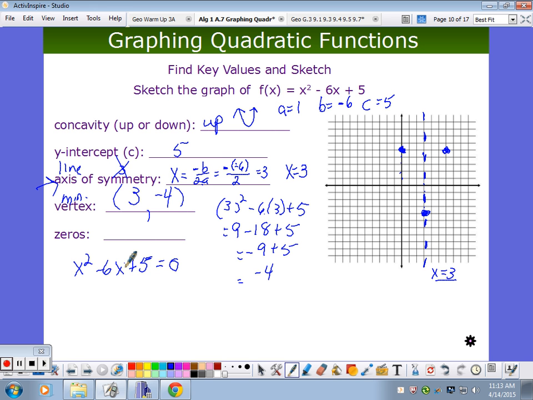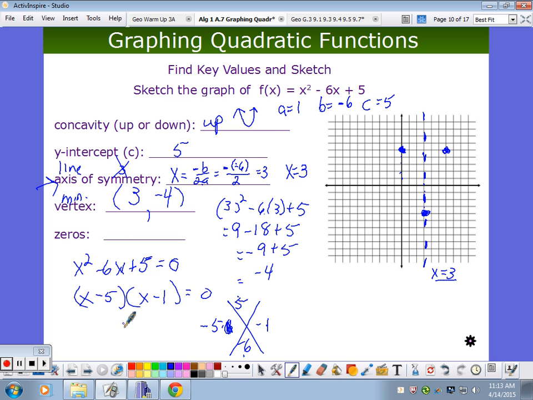Okay. Well, how do I factor this? Type 3. x and x, right? I need two numbers that multiply to 5 but add to negative 6. Negative 5 and negative 1. When I multiply, that works, right? Multiply and add.